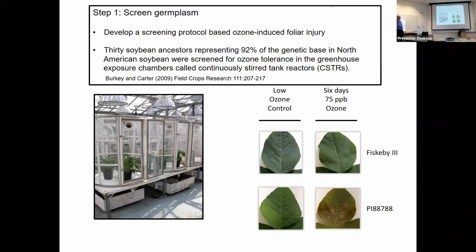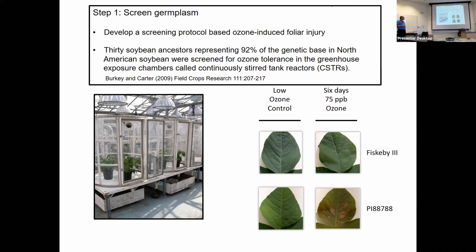What we did initially was to grow these plants up to a certain stage, about 3 or 4 weeks old, and give them a short-term treatment with either no ozone or a 75 parts per billion ozone concentration. And 75 parts per billion is about what you get on a code orange day. So it's relevant, but it can be high. And basically, this is the range of response that we see.